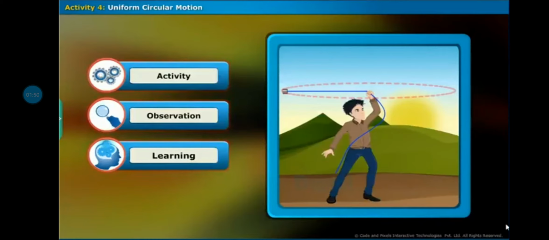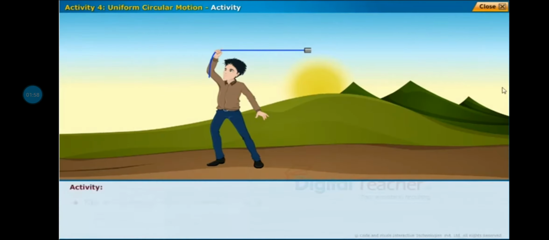I hope the last topic is clear. Now let's go to the next topic. Next is uniform circular motion. To understand it, again we have to perform an activity.